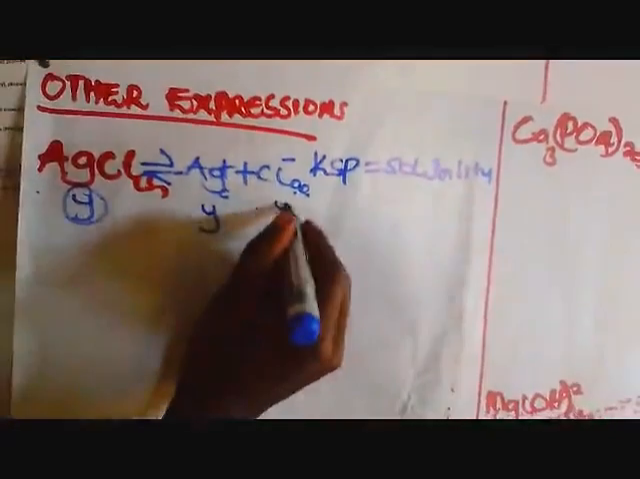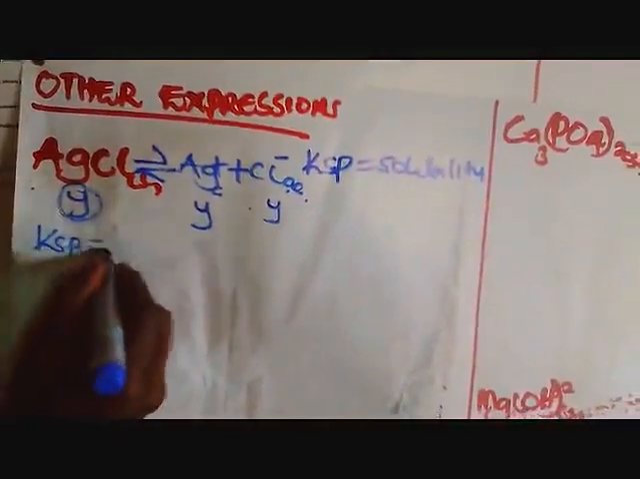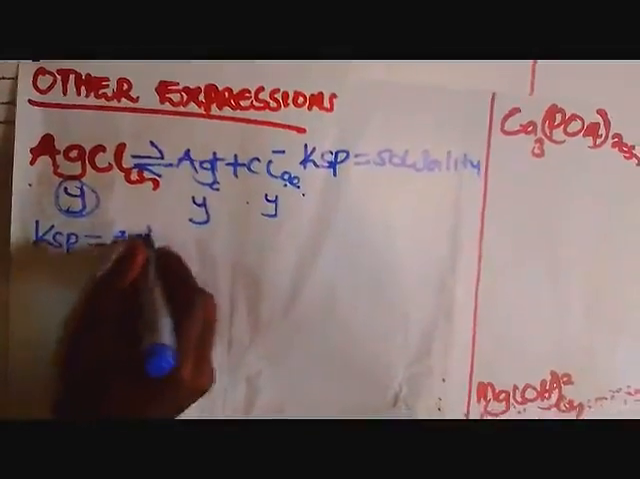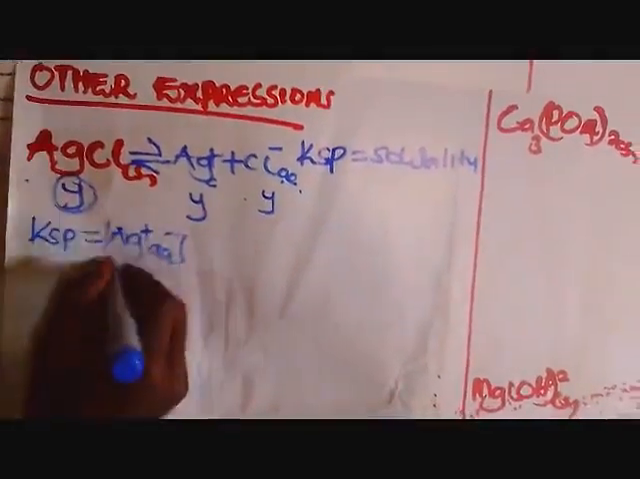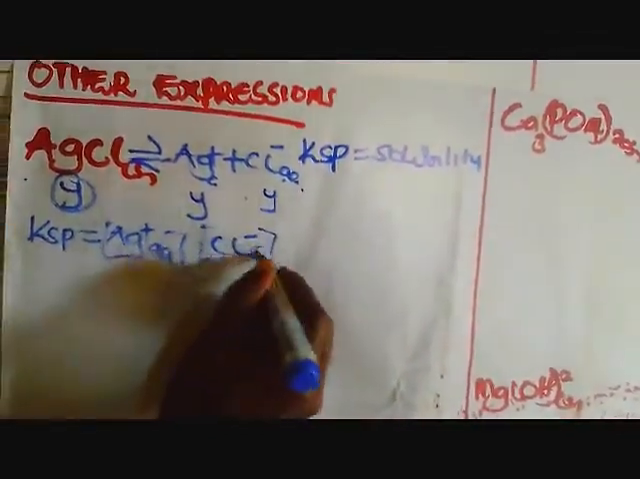Then we will just let, assuming the solubility is Y, the one we are looking for. Here you will be having Y, and even here you will be having Y. So we just come and say Ksp is equivalent to silver ion concentration, like that, times chloride ion concentration, like that.